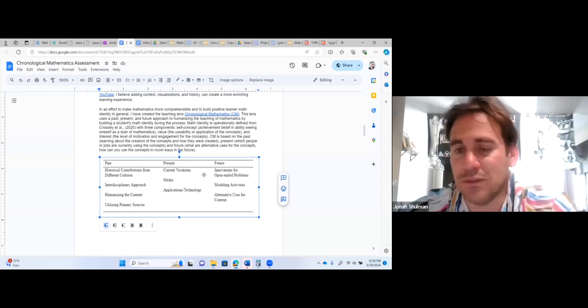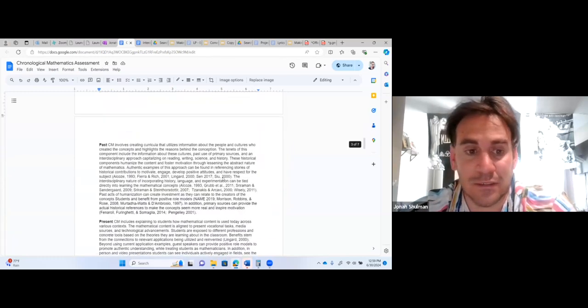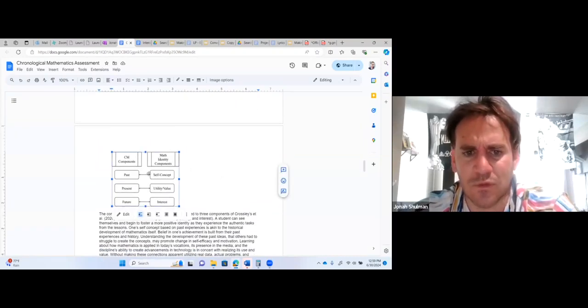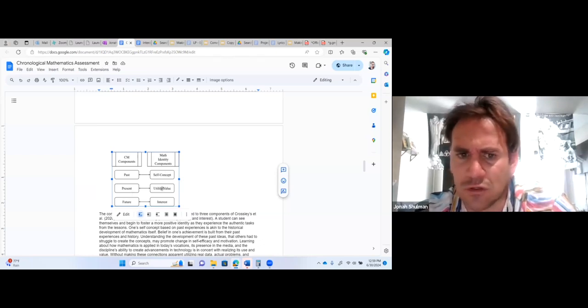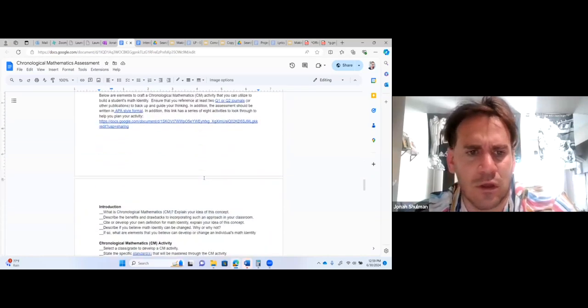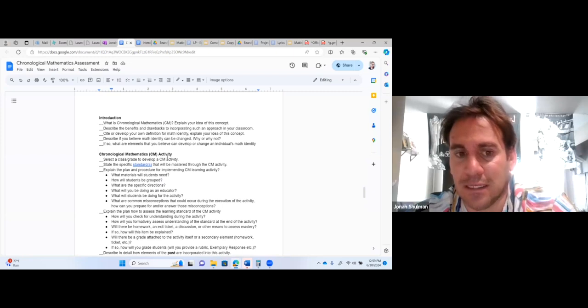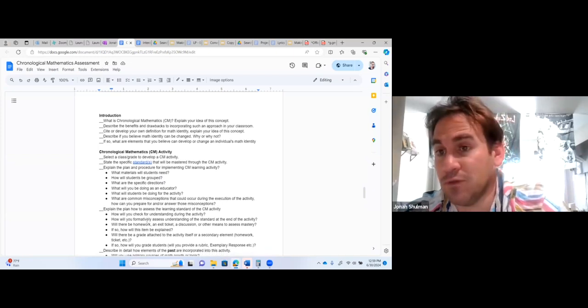So students seem to really like this idea. And then I go more in depth about it. And I believe it really helps build students' math identity. The past is like their self-concept, how they see themselves. The present, they see the general utility and value. And the future is just like their interest about it. And this one is you create an activity where you use the past, present, and future.